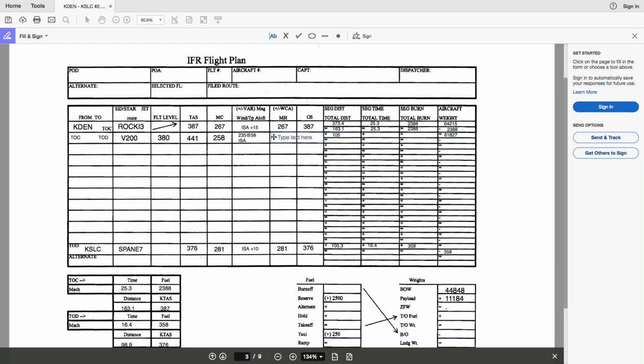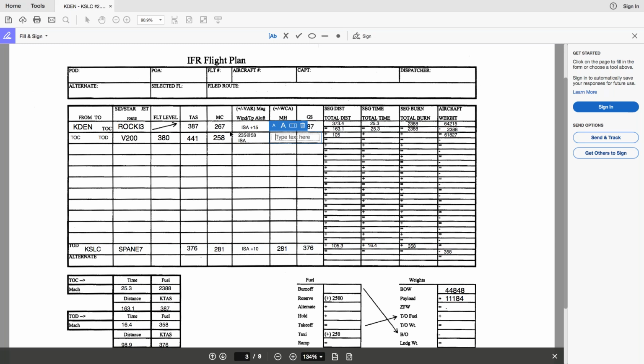So true course in my app is the magnetic course. Do we have to put ISA in that box, or just because it says winds aloft? You can write small enough, yeah. If you can put it in there, put it in there. If you can't, it's okay. Just know that you're using the ISA chart for that segment.